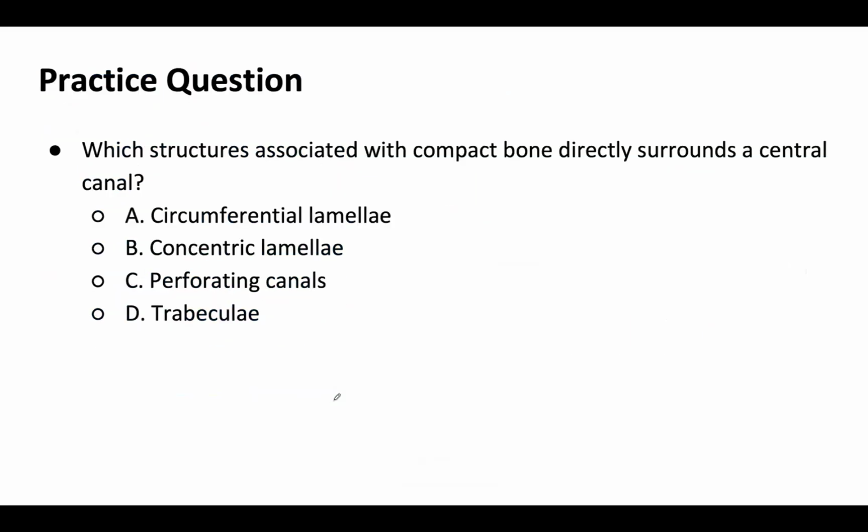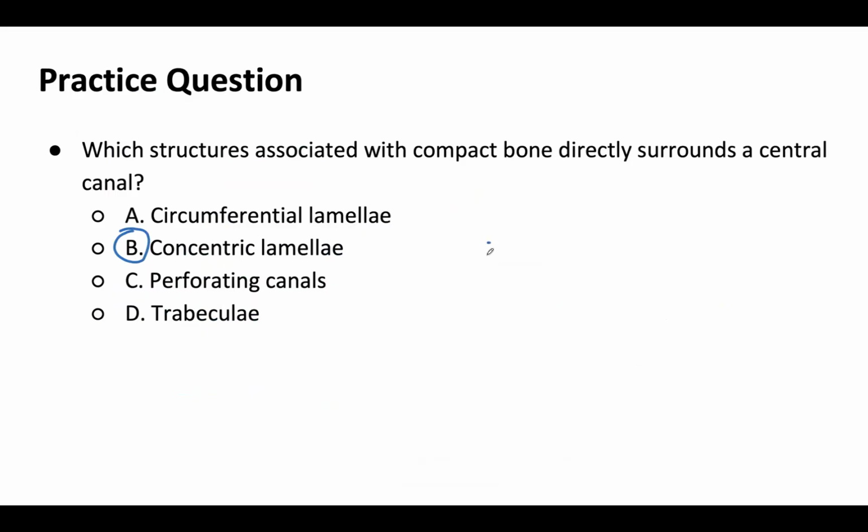Excellent. We have reached the practice question, so let's see how we do on this. Which structures associated with compact bone directly surrounds a central canal? So take a moment, pause if you need to. And when you are ready, I hope we are landing on that C, concentric lamellae is the correct answer.